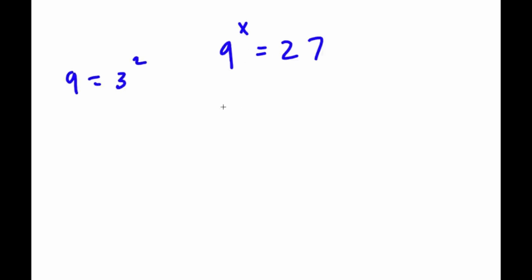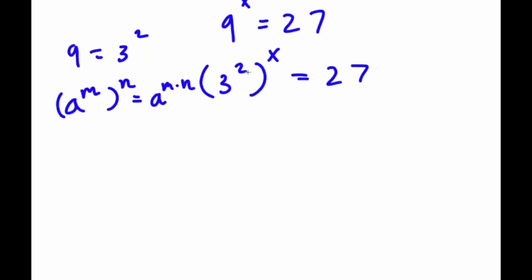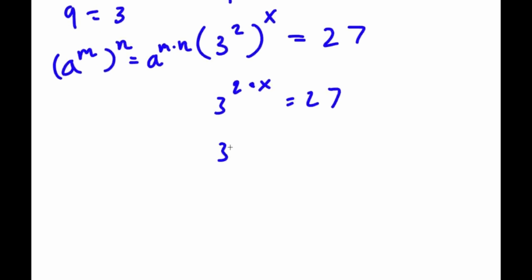So 9 to the power of x is going to equal 3 squared to the power of x, which is equal to 27. And if I have something in the form a to the power of m to the power of n, this is equal to a to the power of m times n. So 3 to the power of 2 to the power of x will equal 3 to the power of 2 times x. 2 times x is simply 2x. So 3 to the power of 2x is equal to 27.